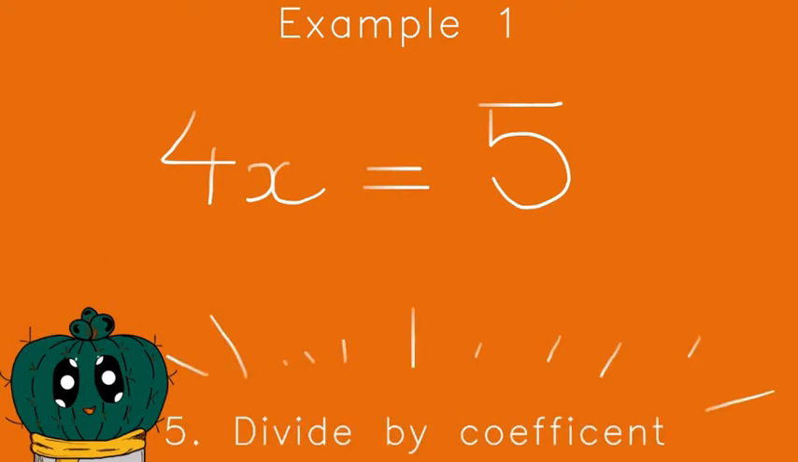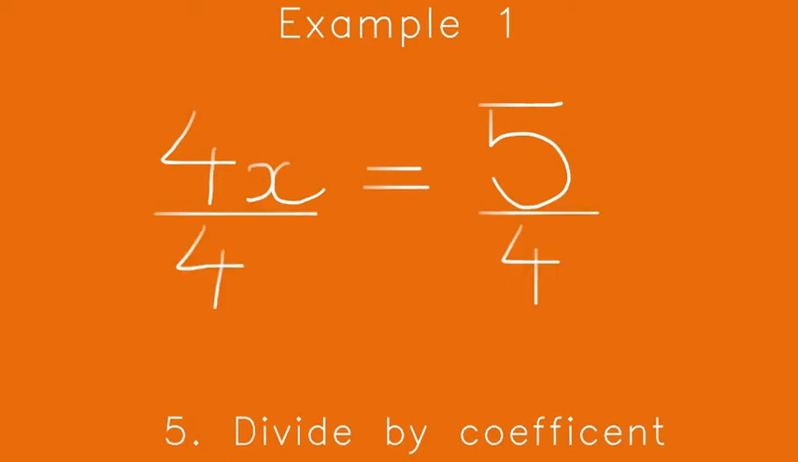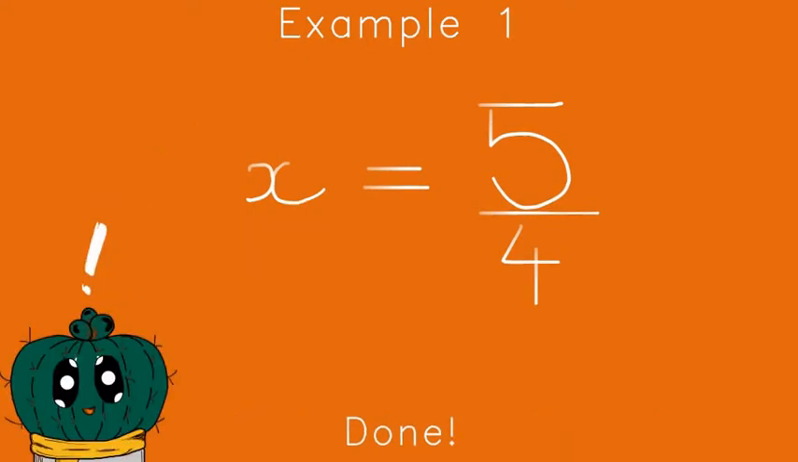Now the final step says that we need to divide the variable by the coefficient. In this case that is 4. So we need to get rid of the 4 by dividing by 4, and we can't just get rid of the 4 on one side. Because we're trying to solve an equation and we don't want to change the equation, we need to do it on both sides. We do that, and on the left hand side we are left with just x, and on the right hand side 5 by 4. We can't simplify 5 by 4 any further, so this is going to be our answer.